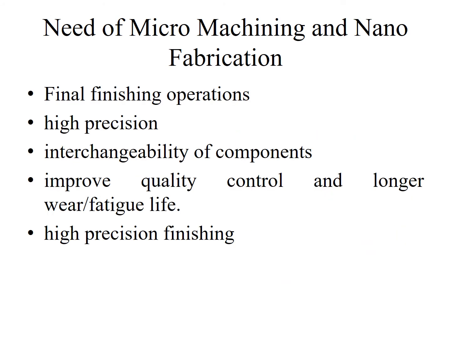Where do we use these micro machining and nano fabrication techniques? We use them in final finishing operations, for components where high precision is needed, where the interchangeability of components is important, and they can also be used for improving quality control and longer fatigue or wear life. High precision finishing, that is super finishing processes, are usually micro machining or nano machining processes.